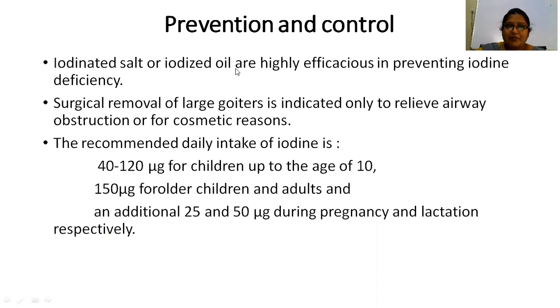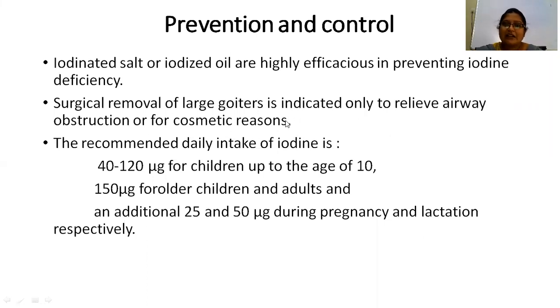Prevention and control. Prevention is the best way for iodine deficiency disorders rather than treatment of hypothyroidism. Because even though we supplement or treat these goiters, there is only improvement in hypothyroidism. There won't be any improvement in neurological manifestations. So nowadays, iodinated salt or iodinized oil are highly efficacious in preventing iodine deficiency. Surgical removal of large goiter is indicated only to relieve airway obstruction or for cosmetic reasons.